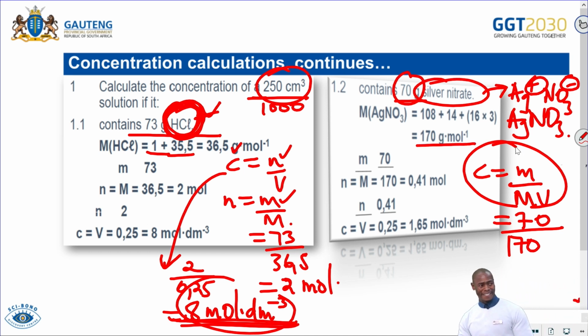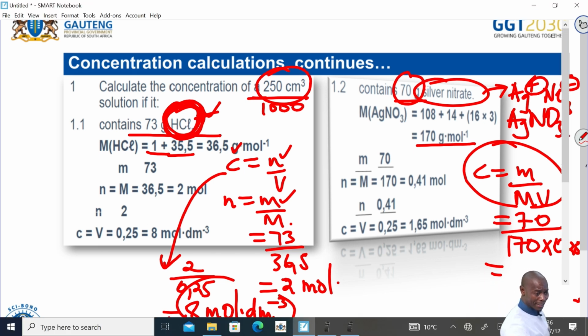So it's 170 grams per mole, and then you multiply by the volume, which is 250 cubic centimeters, and then cubic centimeters to cubic decimeters, divide by 1000. Then here is 0.25. And let's see if we are getting that 1.65 that they got with the method that we have used for the previous example. So it's 70 here.